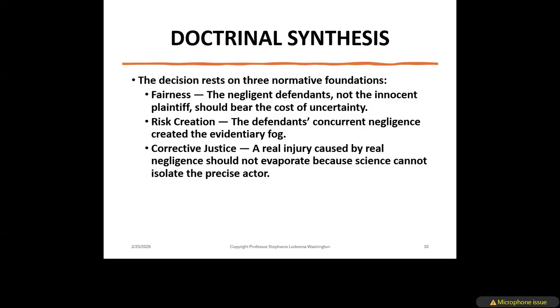Yeah? The doctrine of alternative liability rests on three normative foundations. One, fairness. The negligent defendants, not the innocent plaintiff, should bear the cost of uncertainty. Number two, risk creation. It's the defendants' concurrent negligence that created the evidentiary fog. And number three, corrective justice. A real injury caused by real negligence should not evaporate just because science cannot isolate the precise actor.